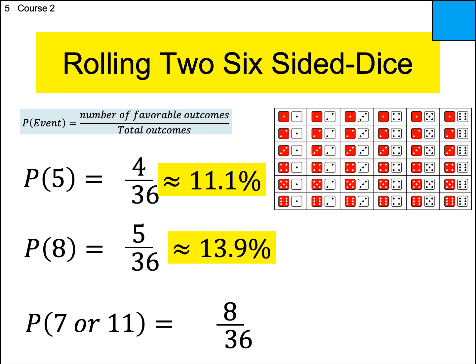So 8 out of 36. Hey, that's only 22%. 22.2% to be precise. So with a pair of dice, getting a 7 or 11, a popular dice game, it's not likely to get that either.